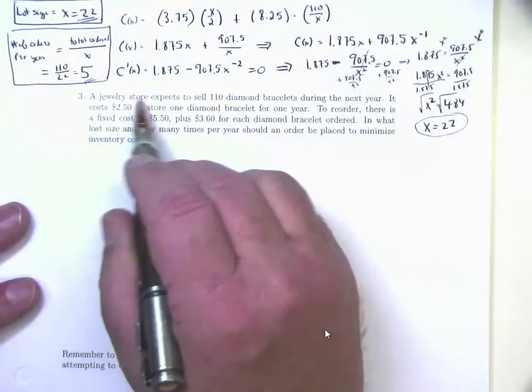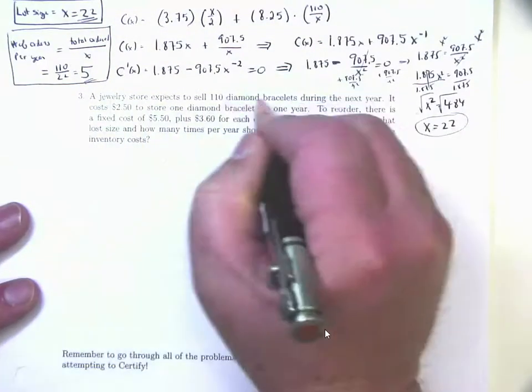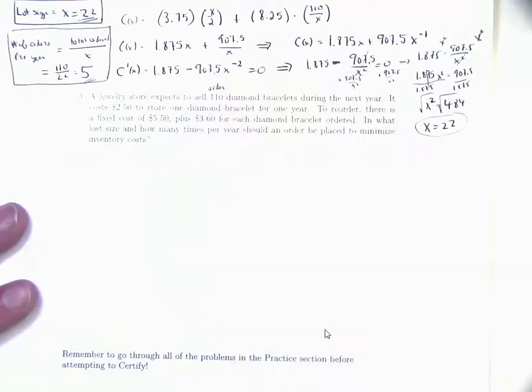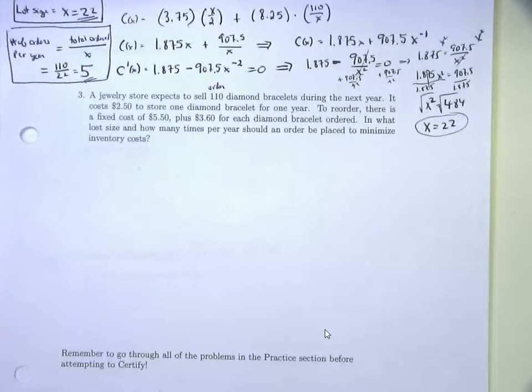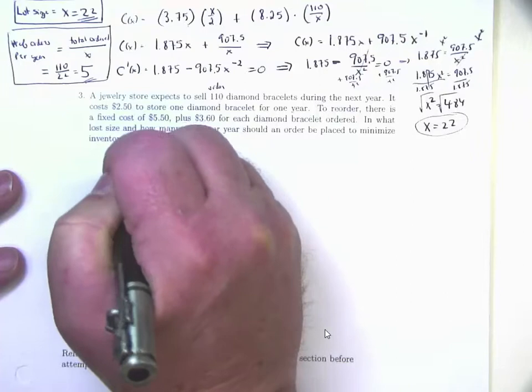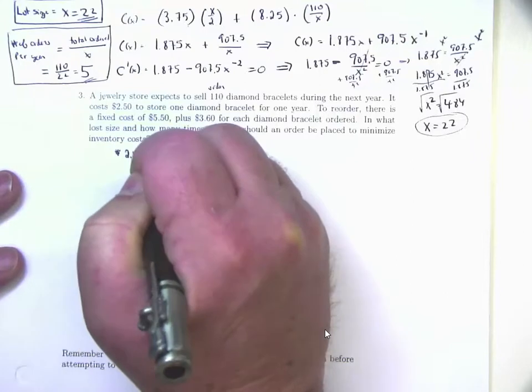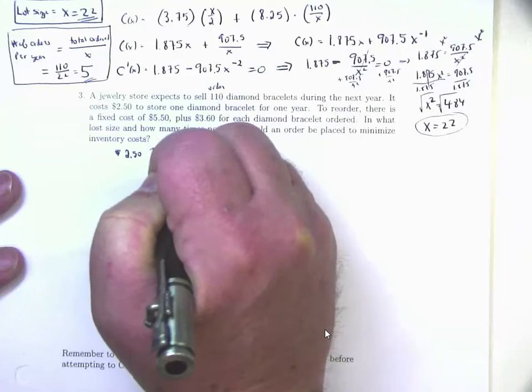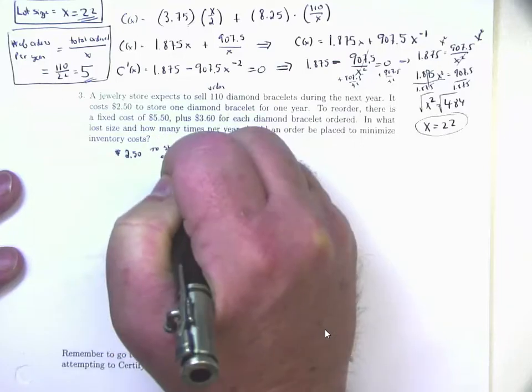A jewelry store expects to sell 110 diamond bracelets. So this is the number we're going to have to order. We're going to order 110 of these guys because that's what we think we're going to be able to sell in the next coming year. It costs $2.50 to store. So this is my storage cost. $2.50 to store each diamond bracelet.